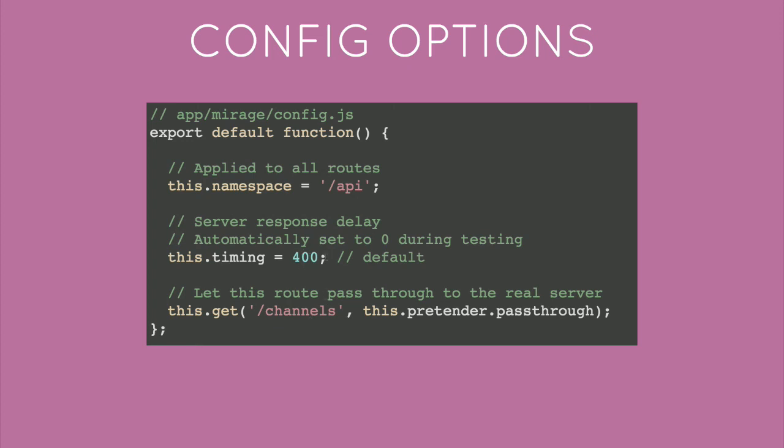Also, you can actually change the timing. So let's say you want to simulate somebody having a really slow connection or something. Then you can actually turn this up to 5 seconds or something. And so the default is 400, and then during the test, it actually automatically gets turned down to 0 because you want your test to run, unless you're testing the latency, and so then you can actually override it in a specific test that you want to test.